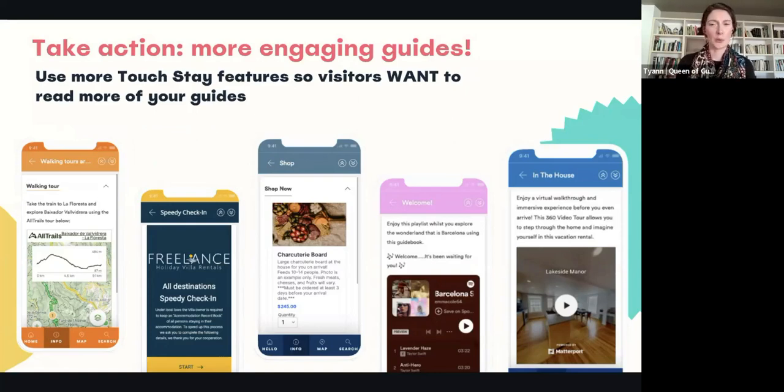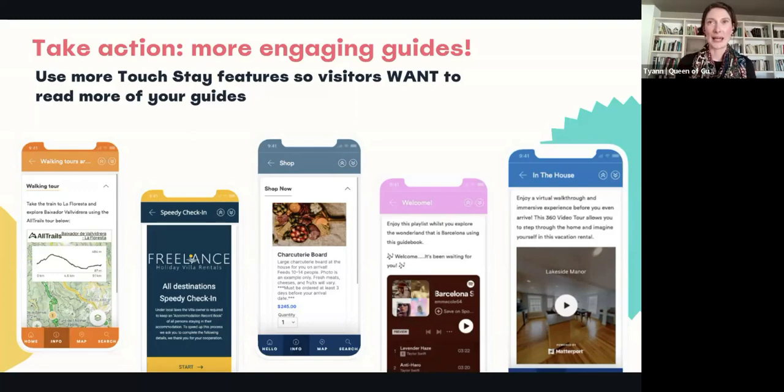You can do so much more with your guide. Maybe it's upselling so you can increase revenue. Maybe it's bringing lots of other cool recommendations or relevant information to your guests in a way that just isn't dry and is a bit more exciting. So the good news is we have a bunch of new features at TouchStay that will help you do this. You know, all of these lovely features that make visitors want to read more of your guides and explore more of your content.